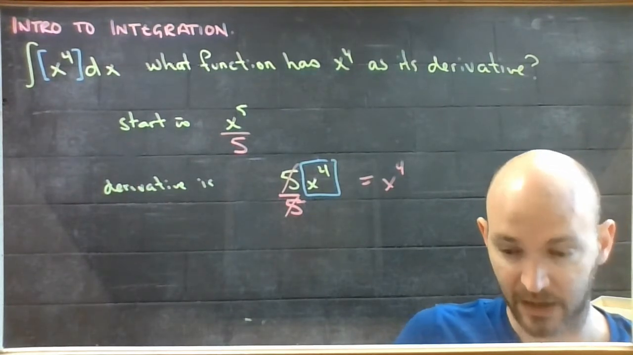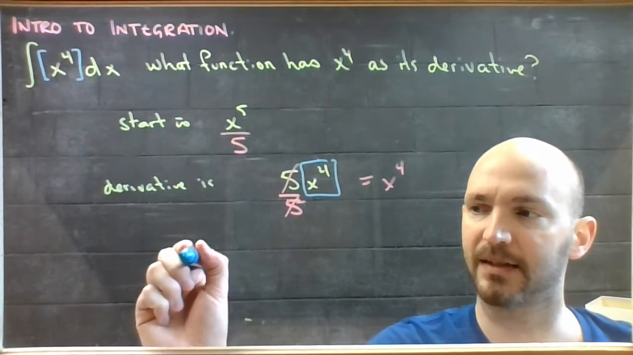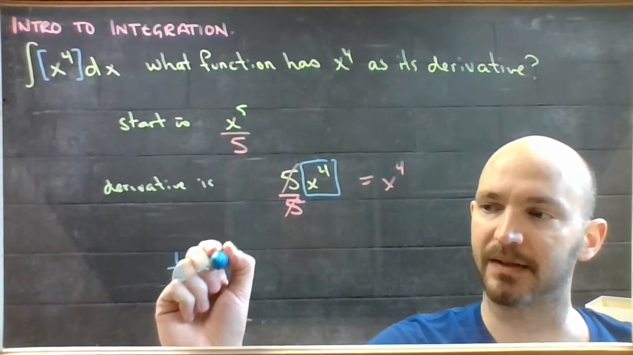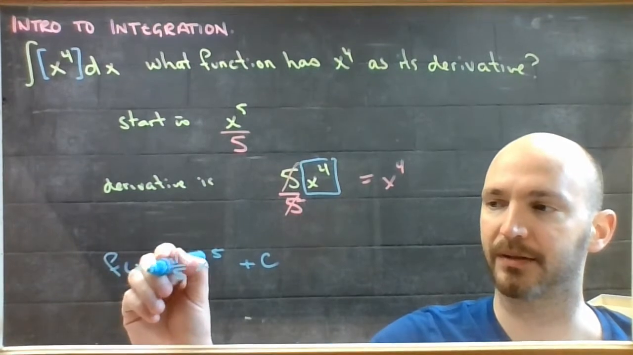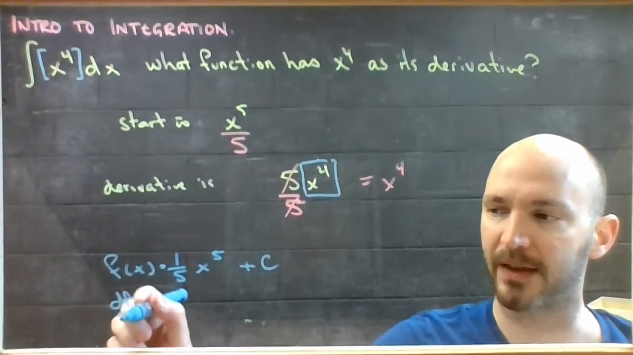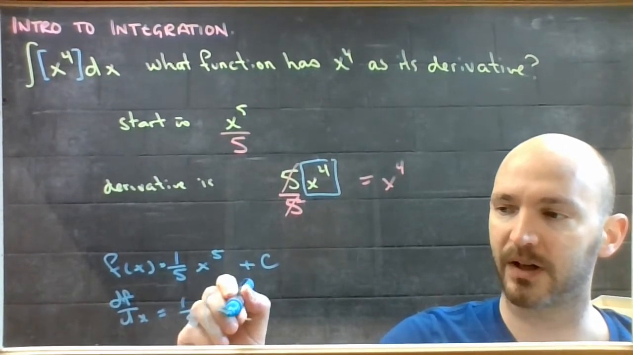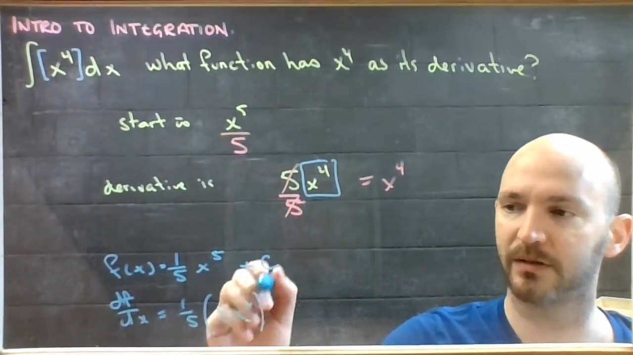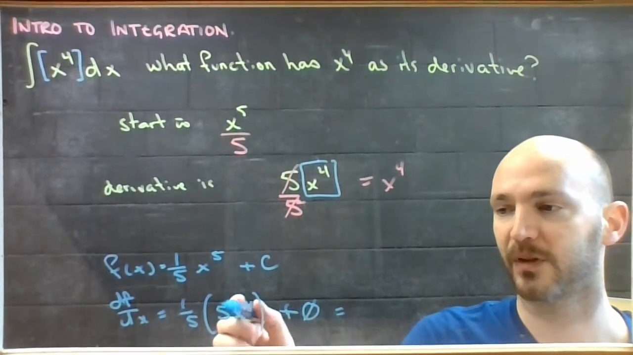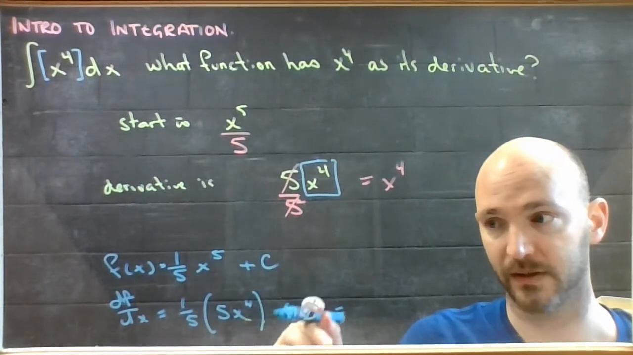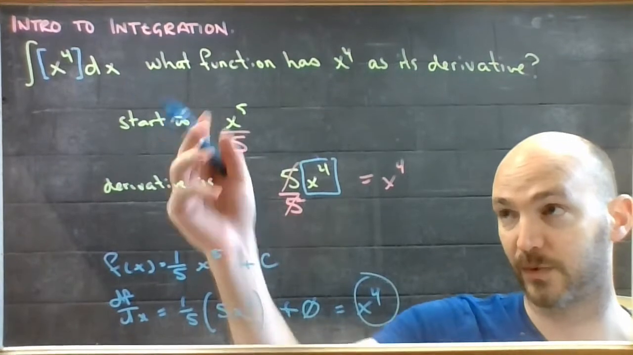So just to check what you've done, if you take x to the 5 over 5, that's the same as 1/5 x to the 5, and you add your constant. If that was the function you were working with, the derivative of that thing would be 1/5. Bring the 5 in front, reduce the exponent by 1. The derivative of a constant is gone. 5 times 1/5 is 1. They eliminate each other, and the only thing I'm left with is x to the 4, which is what I was after.